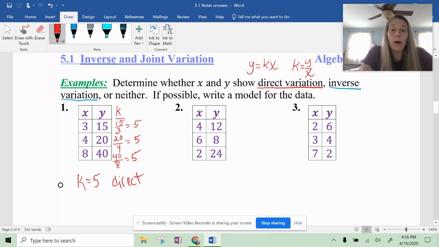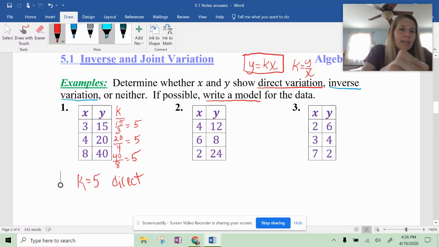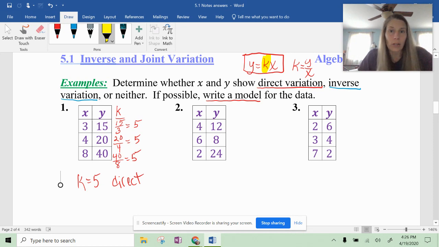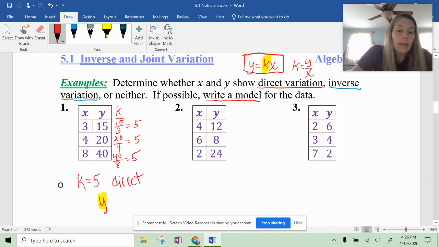Now it says, if possible, write a model. And this is always the step that people tend to forget. So if you're writing a model, you're just now plugging in, you're writing the equation basically, and you're plugging that constant in because the constant doesn't change. That's why it's called a constant, but the x and the y represent a whole bunch of different points that would be part of that equation. So that's why they have to remain variables. So when we write the equation, it's going to just be y equals 5 times x, like that.